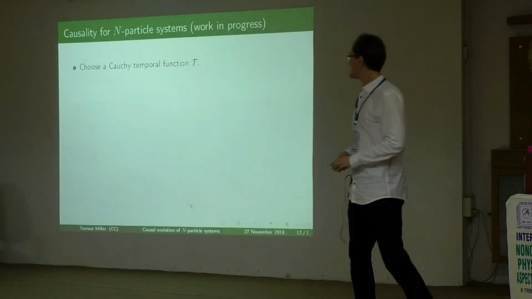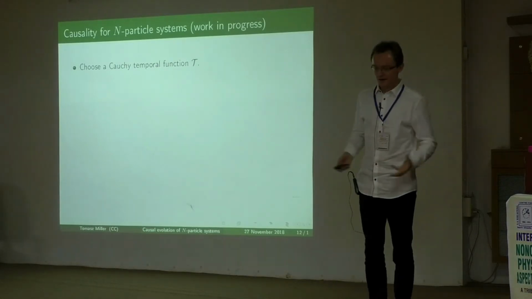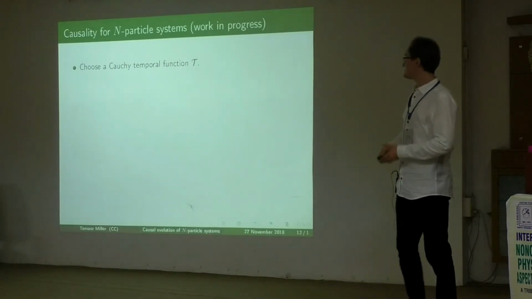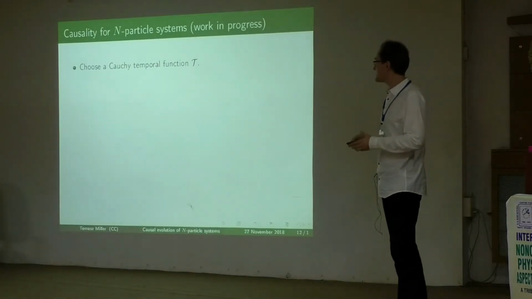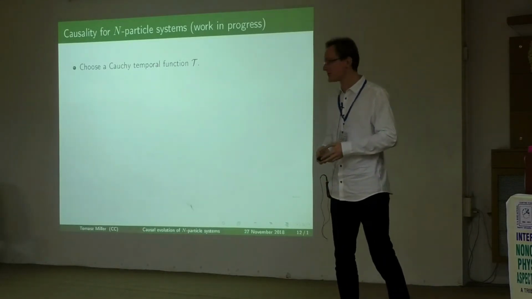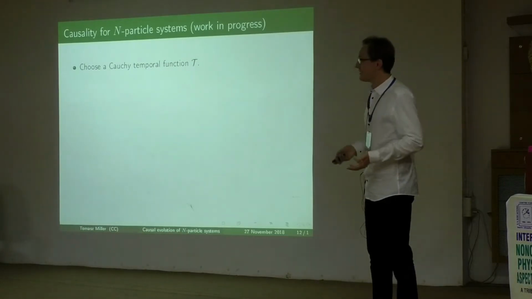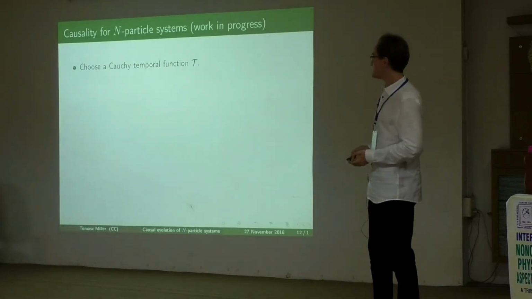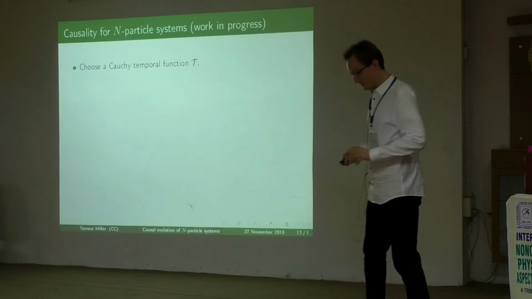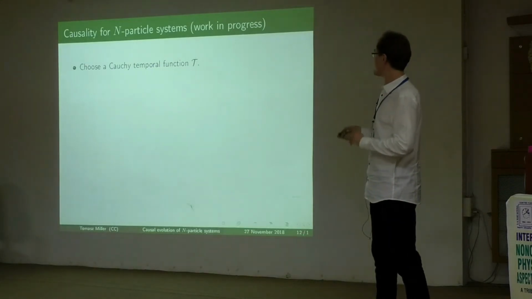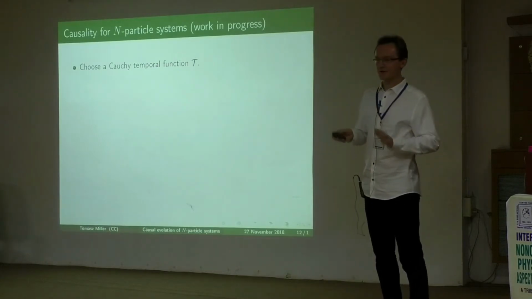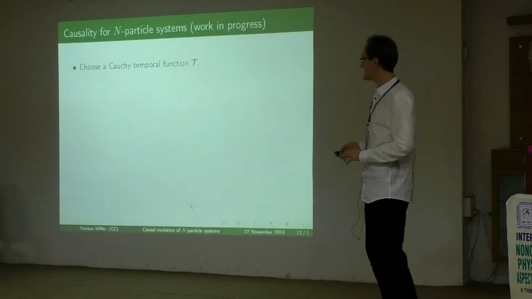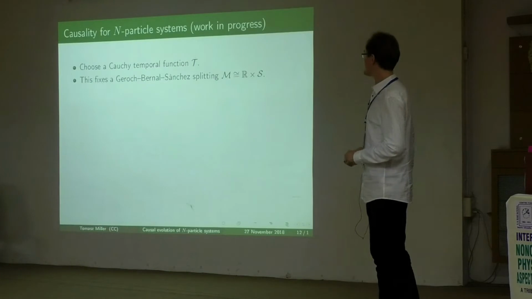Okay, so right now we are interested in extending this formalism to n-particle systems. What do I mean by n-particle systems when it comes to measures? Well, let's go through it step by step. So right now let us fix a Cauchy temporal function. Again, we can discuss the general covariance later.